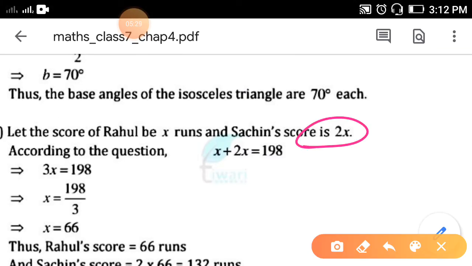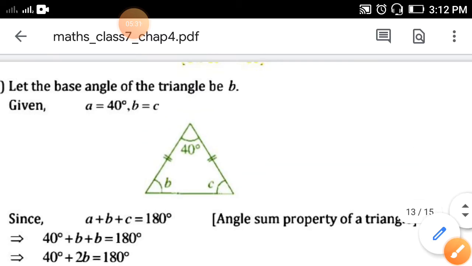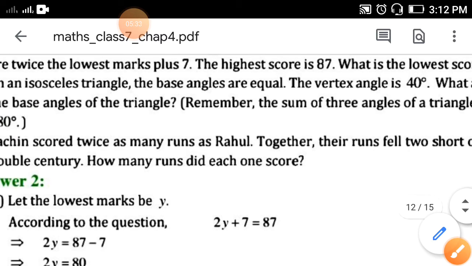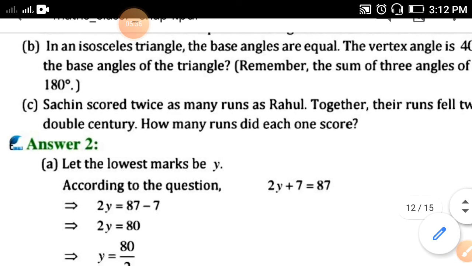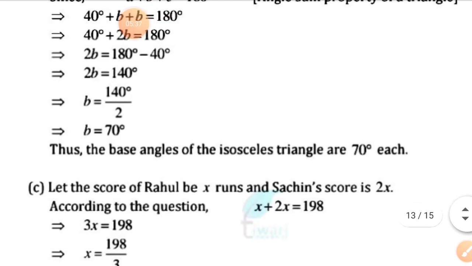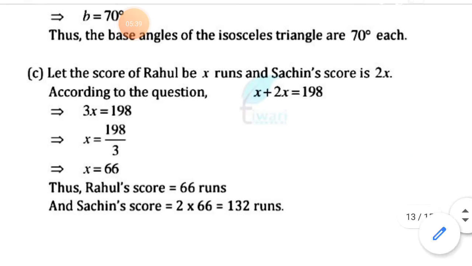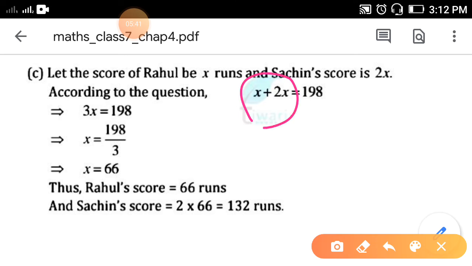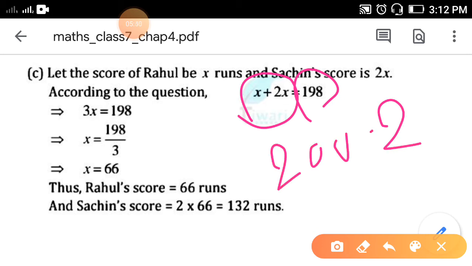Now according to the question, what is the statement? Their runs fell too short of a double century. It means their sum is equal to 198. Too short of, it means too less. Of what? Double century. It means 200. Century means 100, double century 200. So 200 minus 2 is 198.